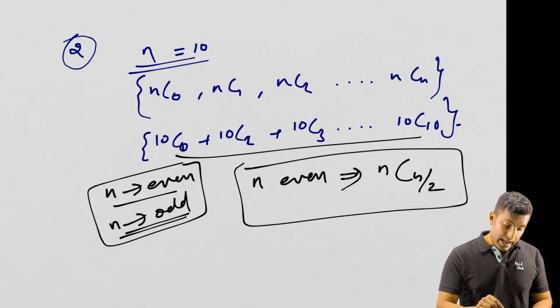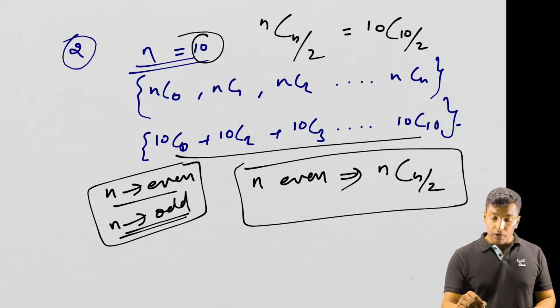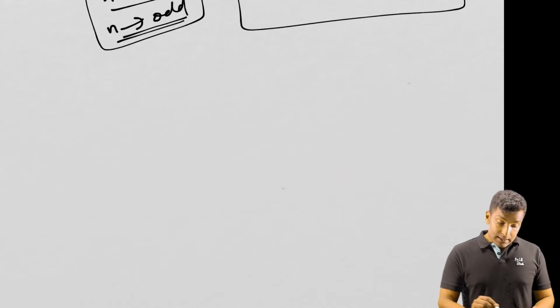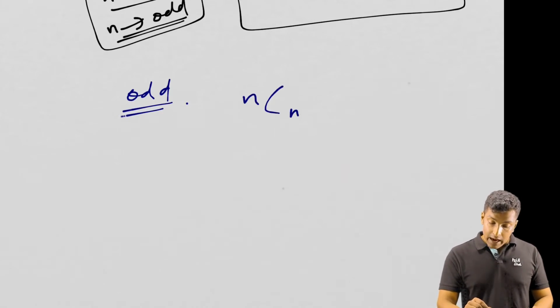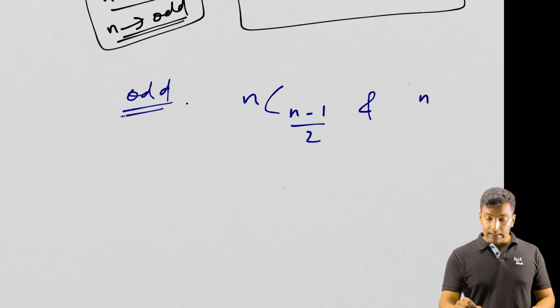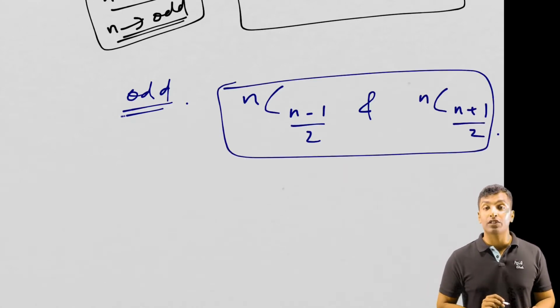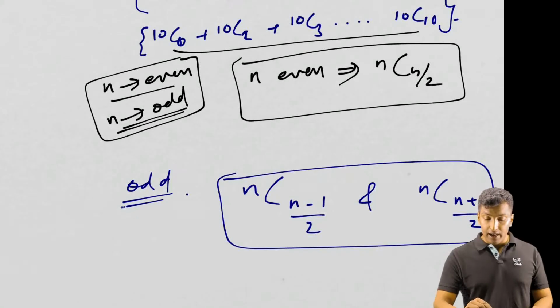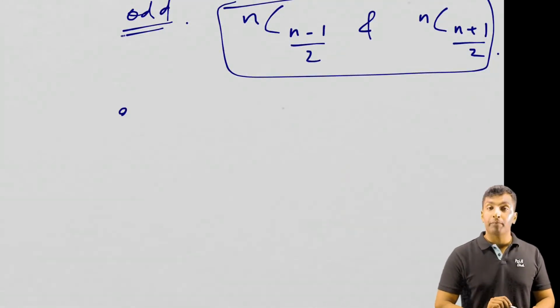So here you can see n is 10. So the maximum value will be nC n by 2, which is equal to 10C 10 by 2, which will be 10C5. Now what is the second possibility where n is odd? If n is odd, you have maxima, that is nC (n minus 1) by 2 and nC (n plus 1) by 2. So these are the two maxima if n is odd. So you can clearly see if n is even, you have only one maxima, and if n is odd, you have two maximum values.